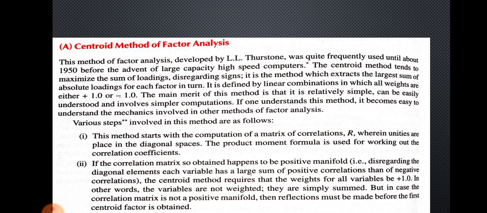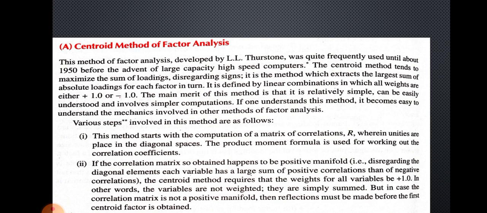Now we will go to our first method, that is the centroid method of factor analysis. This method, developed by L.L. Thurstone, was quite frequently used until about 1950, before the advent of large capacity high speed computers. The centroid method tends to maximize the sum of loadings disregarding signs. It extracts the largest sum of absolute loadings for each factor in turn. It is defined by a linear combination in which all weights are either +1 or -1.